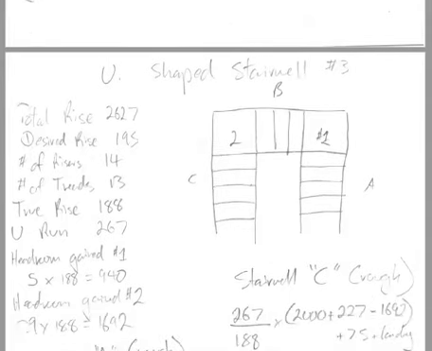2627, divide by the desired rise. Let's just have a look here. Divided by the desired rise, 195, gives you 13.4 risers.